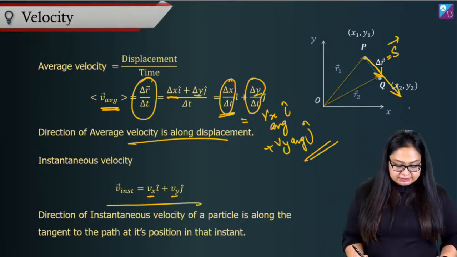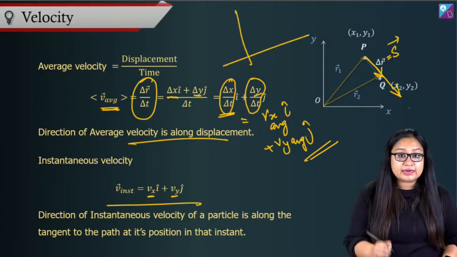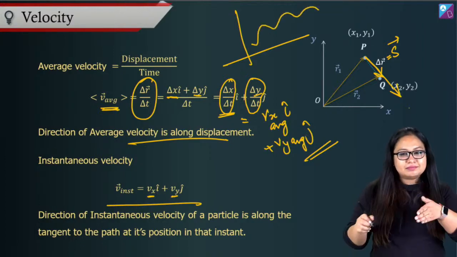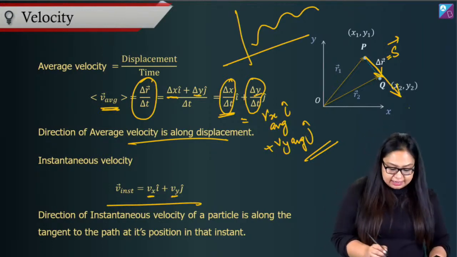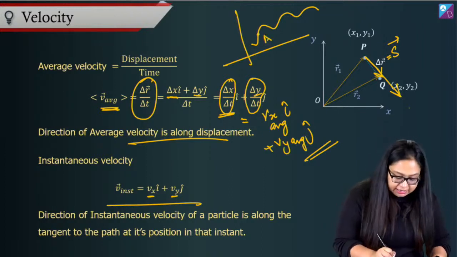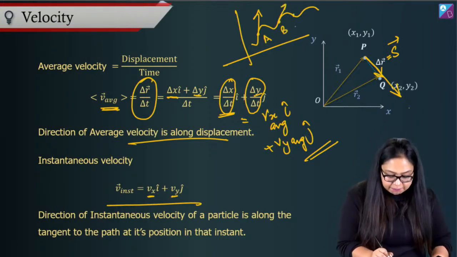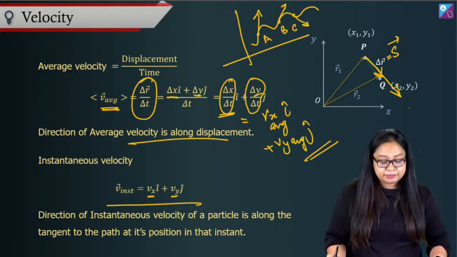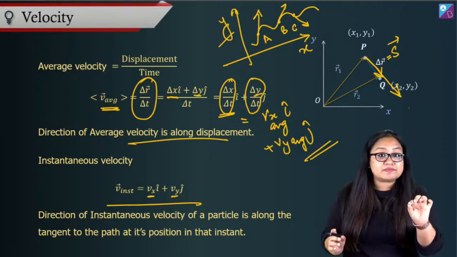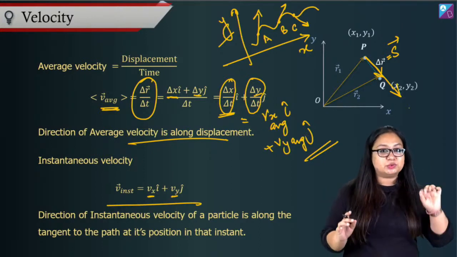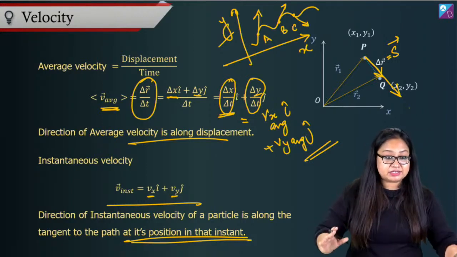Whatever kind of path it is, I can talk about any general path. Let me do this. Here I have this particle, can you see this? Moving in this random kind of path. So if this is the path, then at this point A, when the particle is at point A, make a tangent, this is the direction of velocity. When the particle is at point B, make a tangent, this is the direction of velocity. When the particle is at point C, make a tangent, this is the direction of velocity. So this is the xy plane. In the xy plane, you can see that the instantaneous velocity's direction is always along the tangent to the path at its position in that instant.